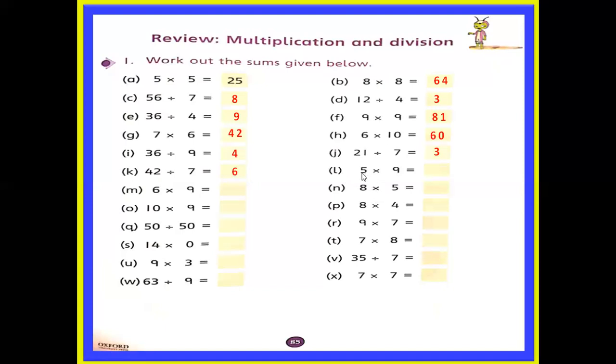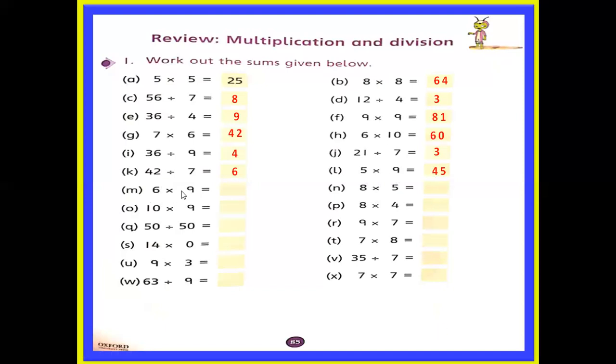Multiplication, 5 multiply 9. Read the table of 5 because this is easy. 5 ones are 5, 5 twos are 10, 5 threes are 15, 5 fours are 20, 5 fives are 25, 5 sixes are 30, 5 sevens are 35, 5 eights are 40, and 5 nines are 45. So we're on 45.